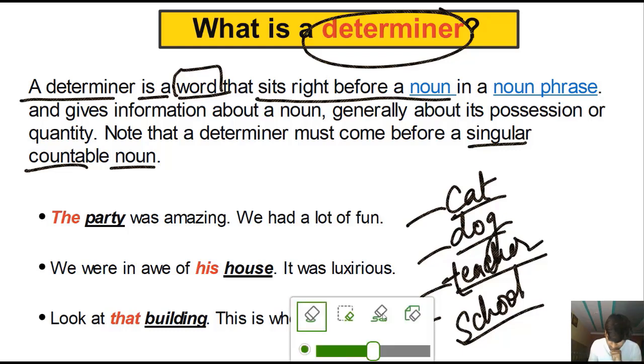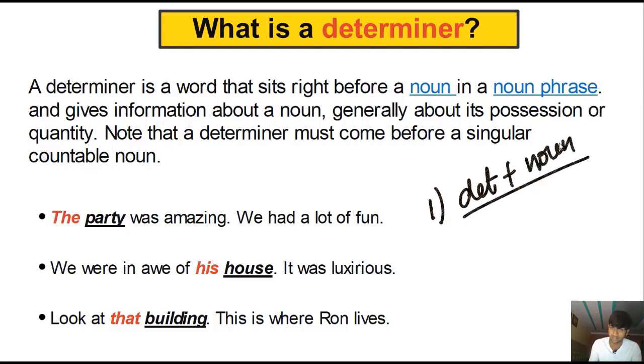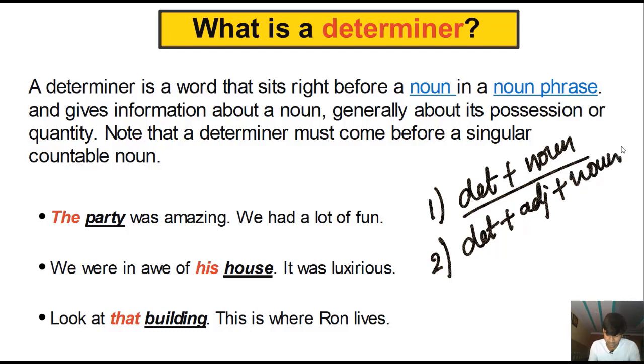All right, now I said it comes before a noun, like in the beginning of a noun phrase, and modifies the noun. Now you can also have an adjective between the determiner and the noun. So the first structure is, first comes the determiner and then the noun, and there you have a noun phrase. But you can also have an adjective sitting between the determiner and the noun. All right, now let's take some examples and have a rough idea of how they work in a sentence.